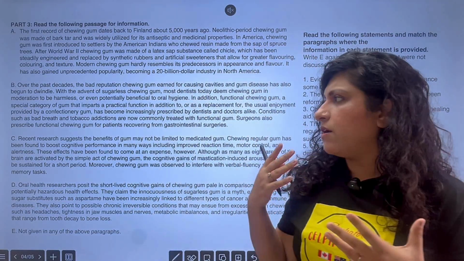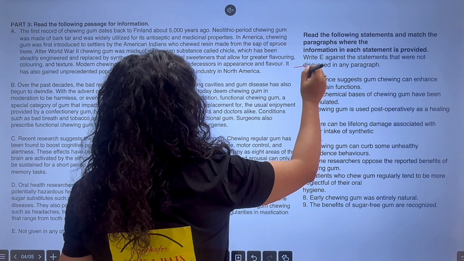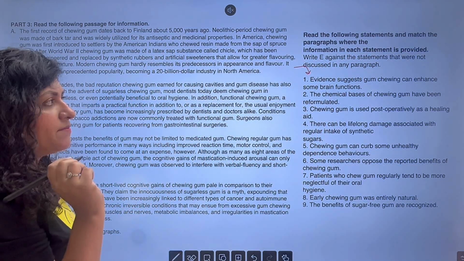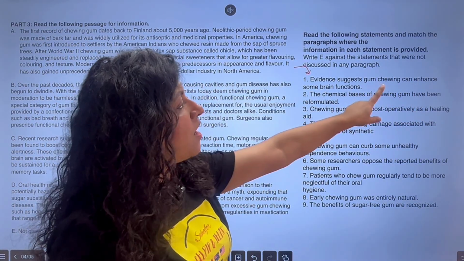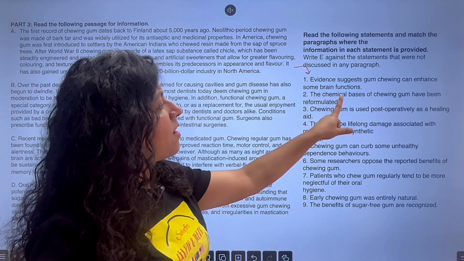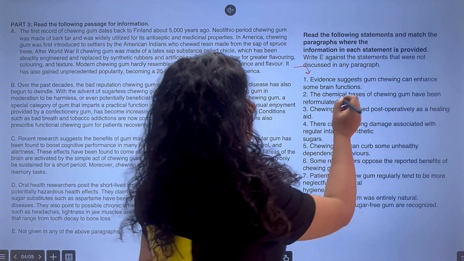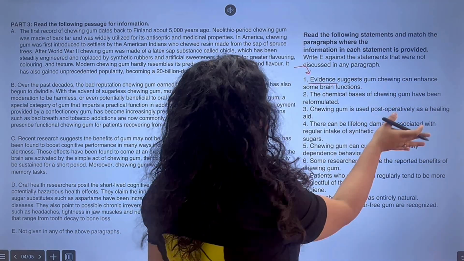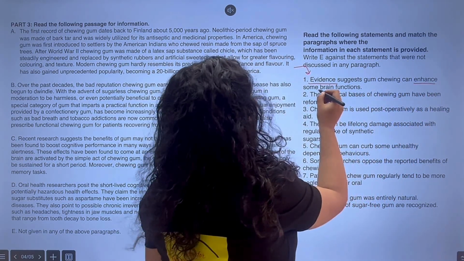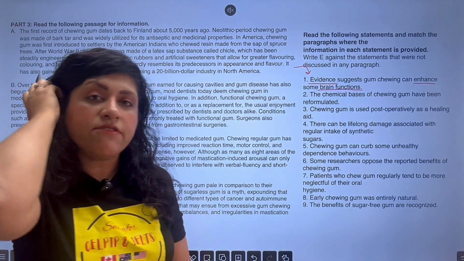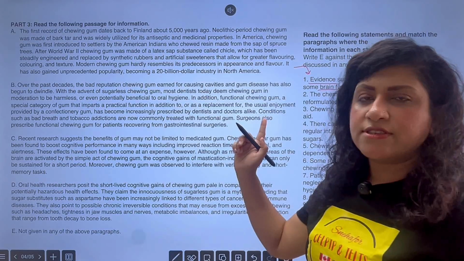Over there, your usual approach is that you come to the question directly and read question number 1. Evidence suggests gum chewing can enhance some brain functions. Read question number 1, mark the keywords. Evidence. What the evidence suggests? Gum chewing can enhance brain functions. So these are our keywords. Now I am going to scan the text for these keywords.